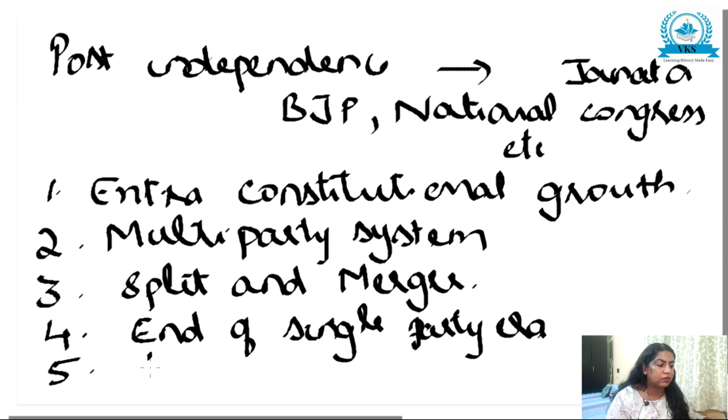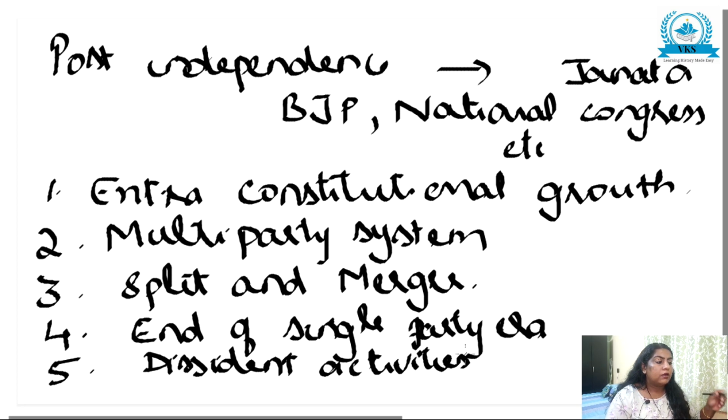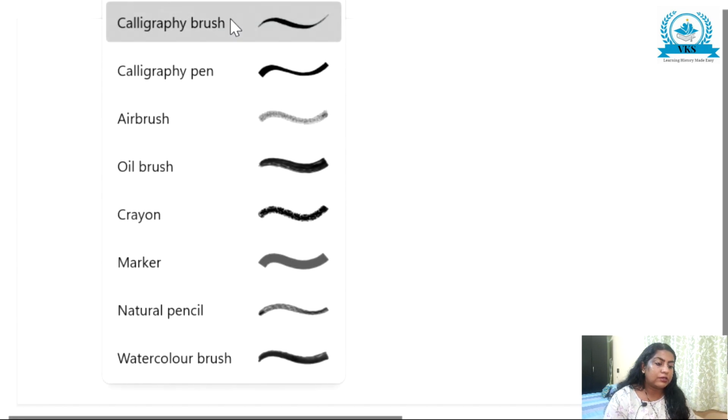Now the fifth feature is dissident activities. Personal attitudes, favoritism, etc. lead to dissident activities, and this leads to political instability. That is what we see in the Indian political system. So extra-constitutional growth, multi-party system, split and merger, end of single party era, and dissident activities, all these are considered to be the nature of the party system in India.